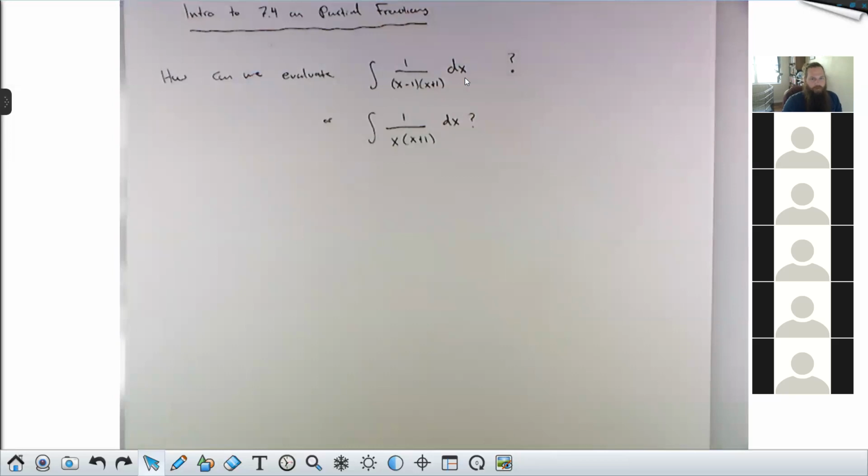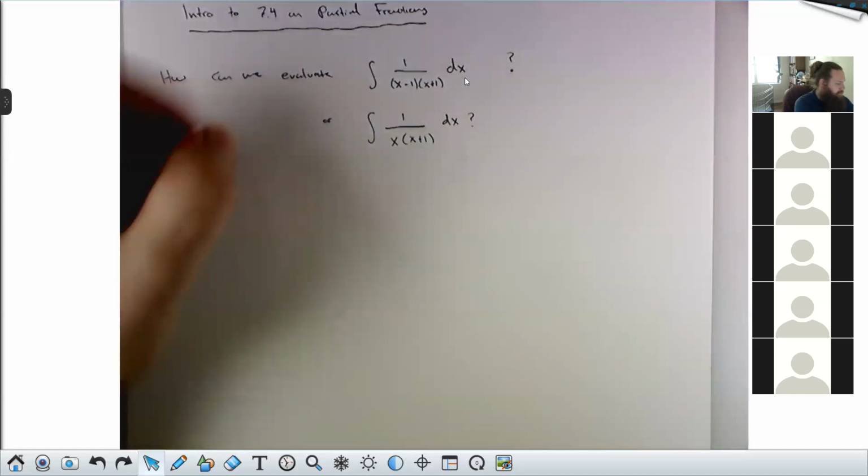You see, the issue is that I can't split up a fraction over its denominator, right? There's no nice, obvious way to split this integral up. If it was just 1 over x or 1 over x plus 1, those I know how to handle.